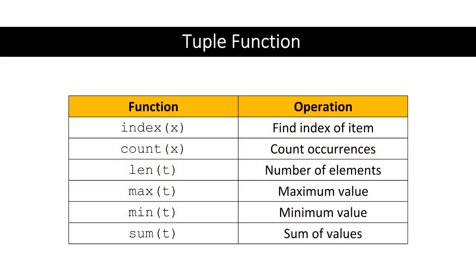Let's go through each function. Given a tuple t equals (1, 2, 2, 3, 4), t.index(2) returns 1, which is the first position of value 2. t.count(2) returns 2 because value 2 appears twice. len(t) returns the total number of elements. max(t) returns the largest value. min(t) returns the smallest value. sum(t) adds all values together. Each function processes the tuple without modifying it.